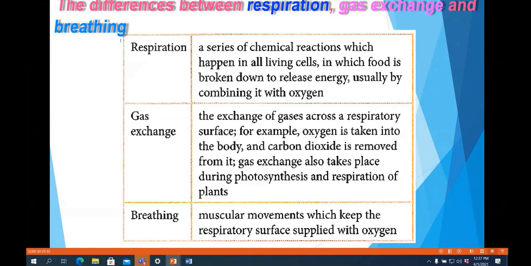So this is the equation of respiration which we discussed. When oxygen combines with glucose, it gives rise to energy, and carbon dioxide and water are released during this process, isn't it? While gas exchange is the exchange of gases across a respiratory surface, which is the alveoli. For example, oxygen is taken into the body and carbon dioxide is removed from it. So gas exchange can take place during photosynthesis and the respiration of plants as well. Gas exchange happens in both humans and plants.